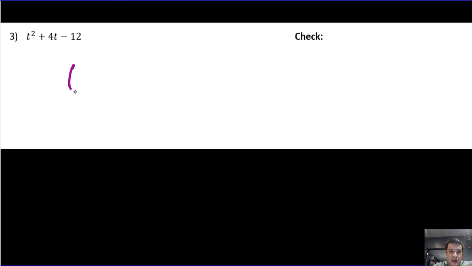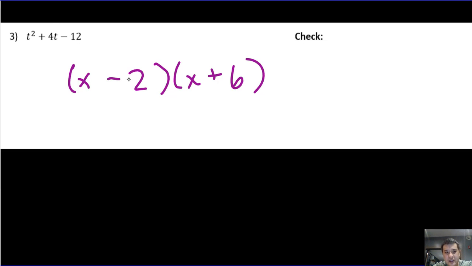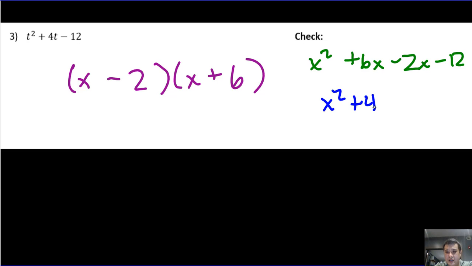So here we're going to have x plus 6 and x minus 2, because negative 2 plus 6 is 4, and negative 2 times 6 gets us negative 12. Let's check that. x squared plus 6x minus 2x minus 12, and then that should get us x squared plus 4x minus 12. Oh, excuse me, this all should be t. All of this should be t.